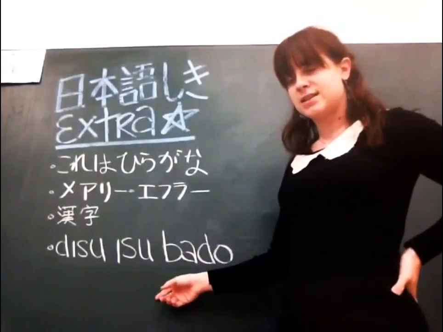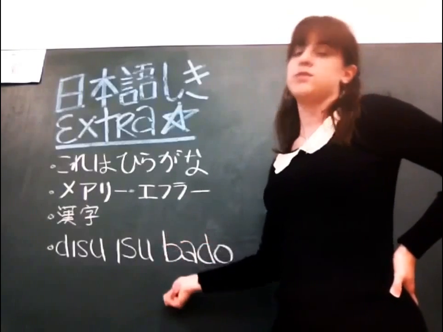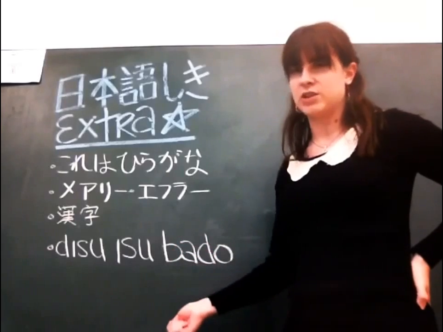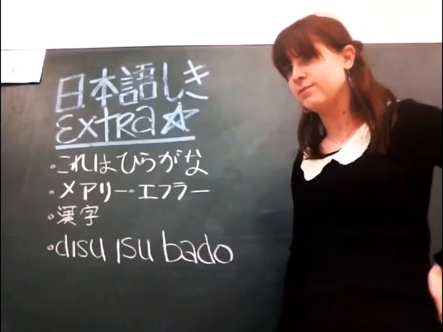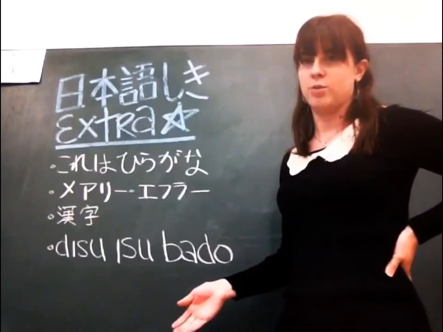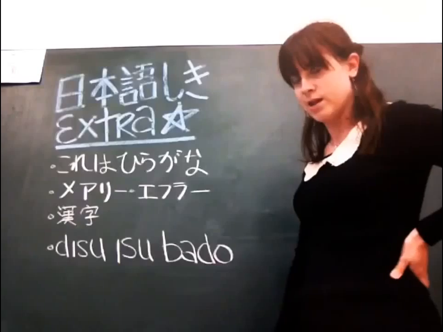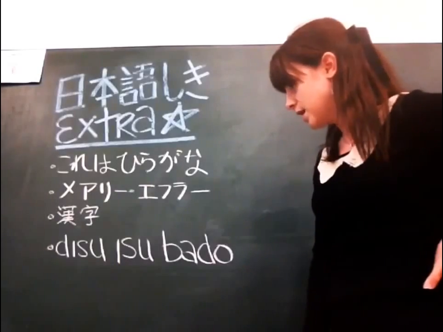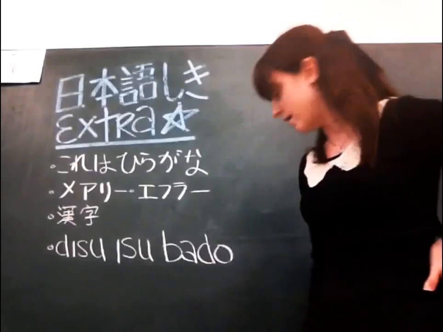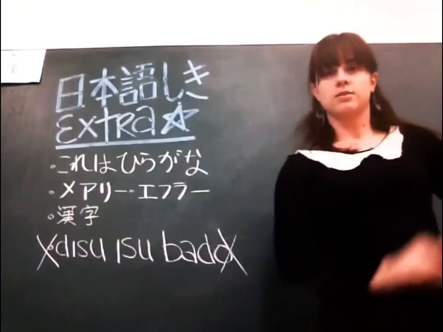Last system on our list, and I hesitate to even call this a Japanese writing system, this is romaji, and I only address it because it's a point of interest and debate in the Japanese learning community. Romaji is an attempt to write Japanese sounds in Roman letters to make it easier for non-native speakers to study Japanese. For example, disu izu bado. This is bad. I am in the camp that freaking hates romaji.